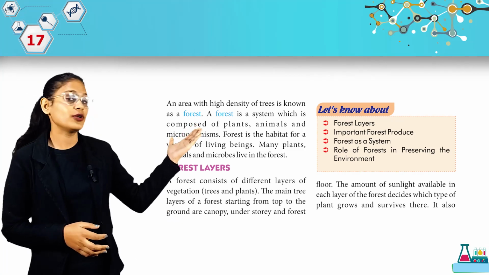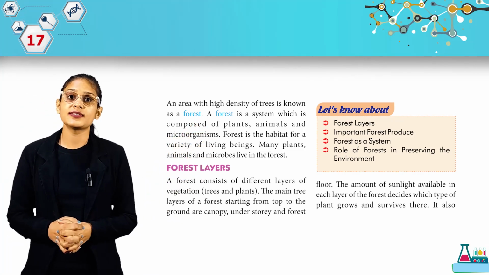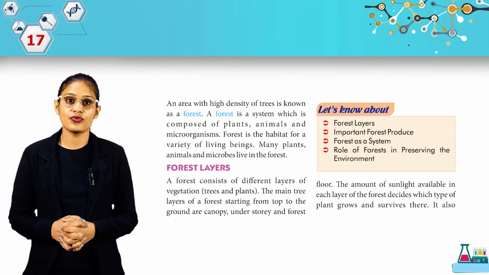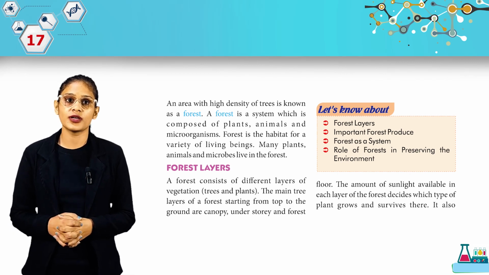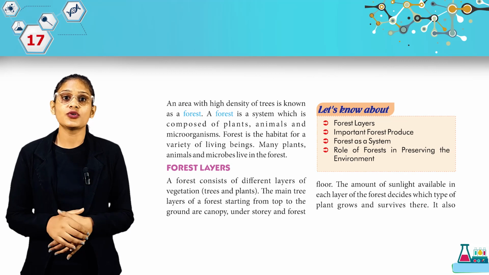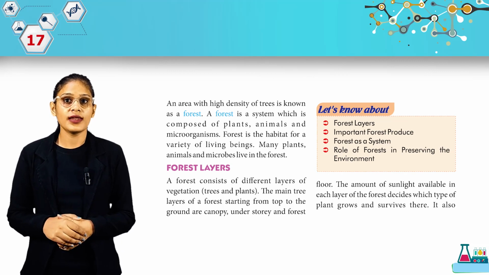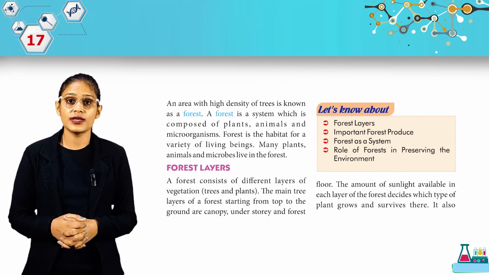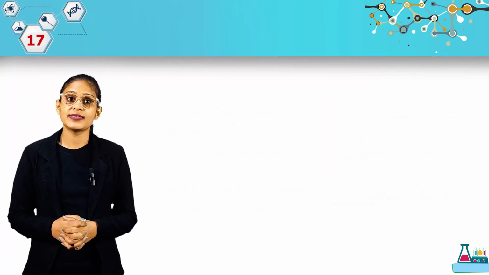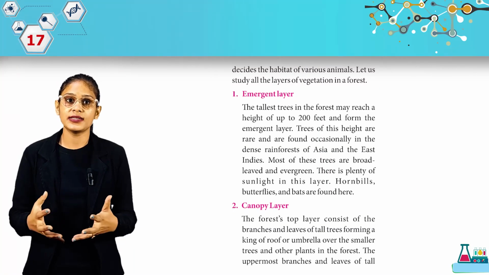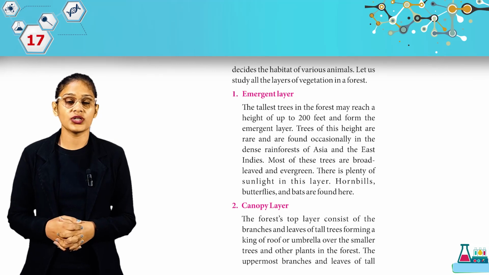We have forest layers. A forest consists of different layers of vegetation, trees, and plants. The main three layers of a forest, starting from top to the ground, are canopy, understory, and forest floor. The amount of sunlight available in each layer of the forest decides which type of plant grows and survives there. It also decides the habitat of various animals. Let us study all the layers of vegetation in a forest.